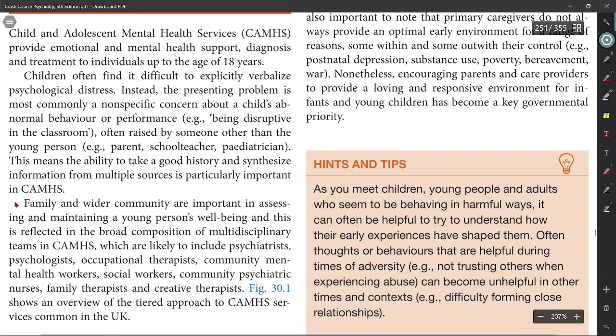Family and wider community are important in assessing and maintaining a young person's well-being, and this is reflected in the broad composition of the multidisciplinary team in CAMHS, which is likely to include psychiatrists, psychologists, occupational therapists, community mental health workers, social workers, community psychiatric nurses, family therapists, and creative therapists. Here we have a figure that shows an overview of the tiered approach to CAMHS service common in the UK.